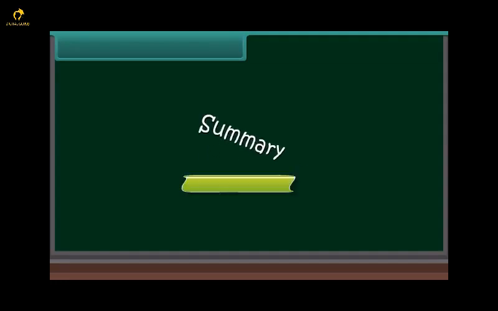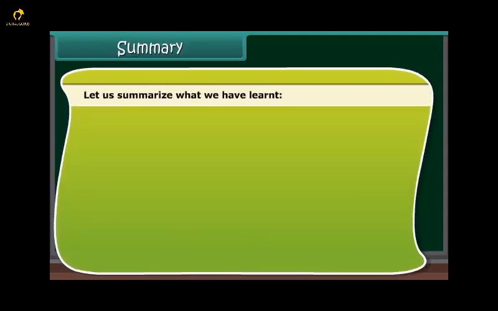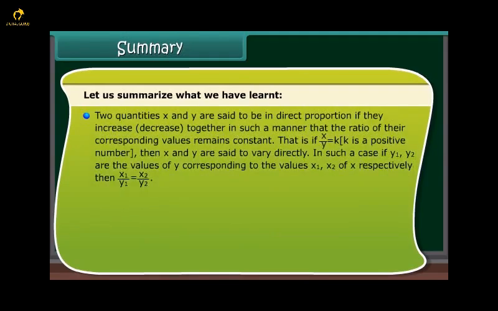Summary. Let us summarize what we have learned. Two quantities x and y are said to be in direct proportion if they increase together in such a manner that the ratio of their corresponding values remains constant. That is, if x upon y is equal to k, a positive number, then x and y are said to vary directly. In such a case, if y1 and y2 are the values of y corresponding to the values x1, x2 of x respectively, then x1 upon y1 is equal to x2 upon y2.